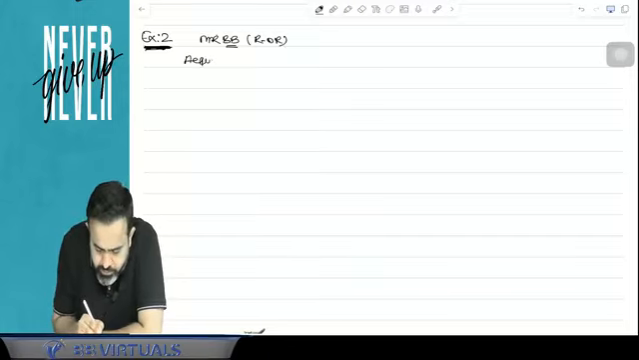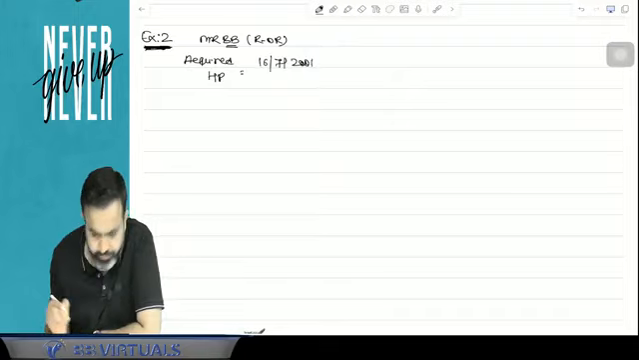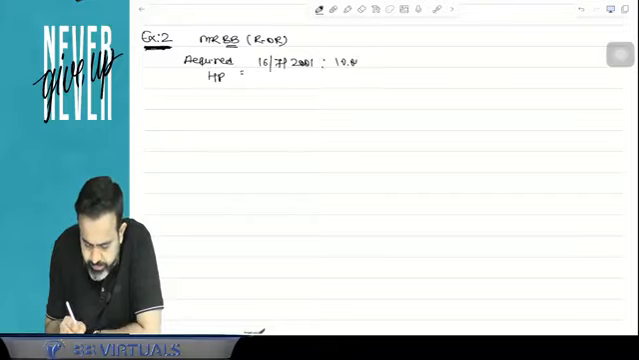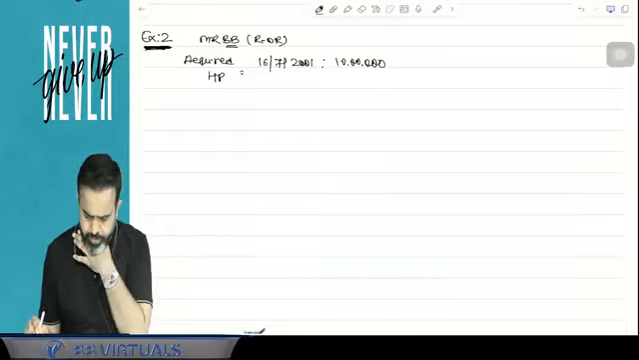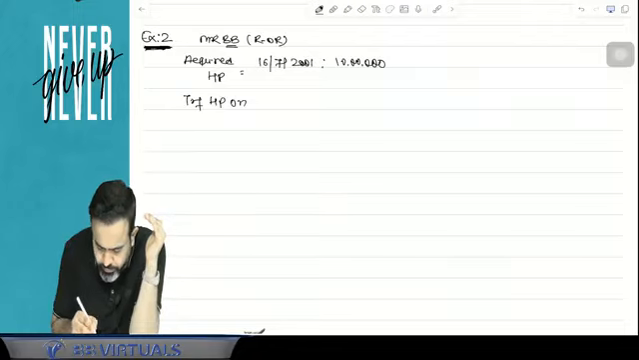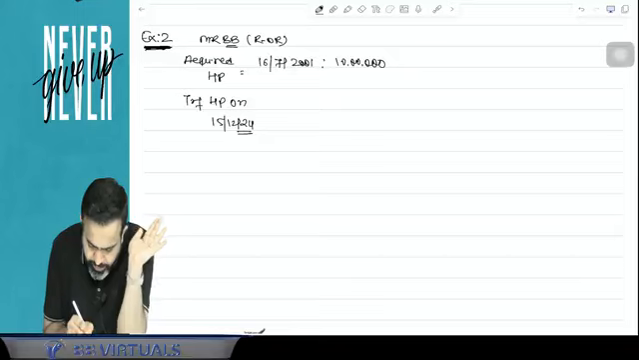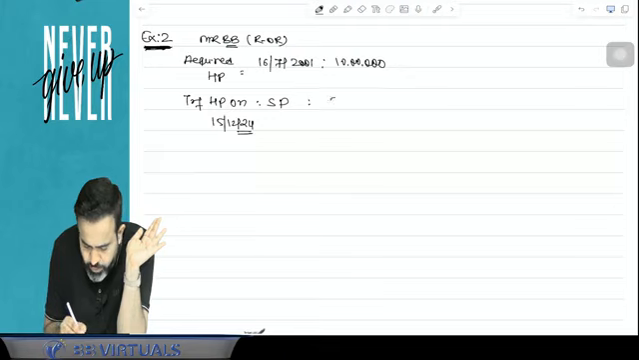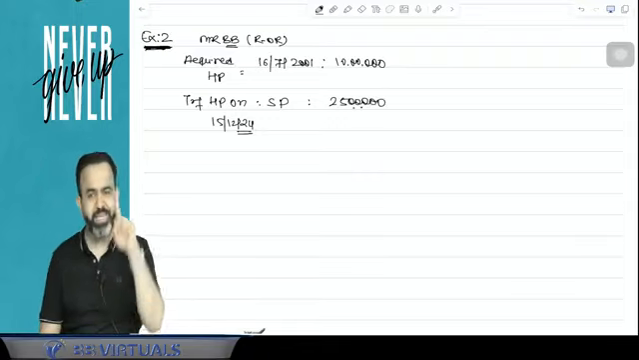Now I acquired, suppose, one house property on 16th of July 2001 and my cost was 10 lakh rupees. Now guys, suppose I transfer the house property on 15th of December 2024, means after this amendment, and my selling price is 25 lakh. Now there is one very interesting case.